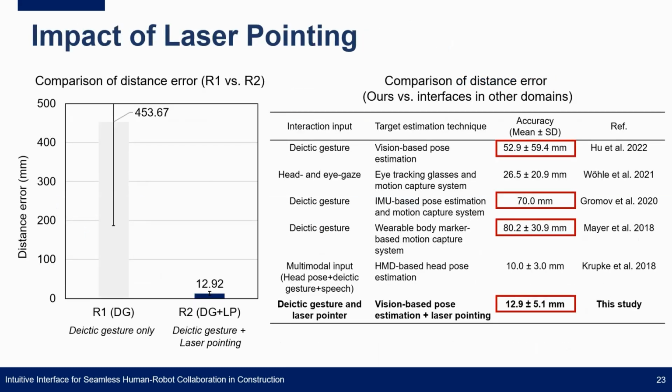Also, this graph shows how effectively laser pointing can enhance the accuracy of deictic gestures. If we compare with the experiment from the previous study, which used only deictic gestures, when we use deictic gesture and laser pointing, the distance error was greatly reduced.